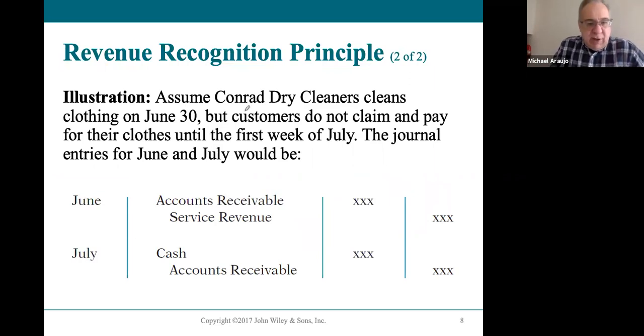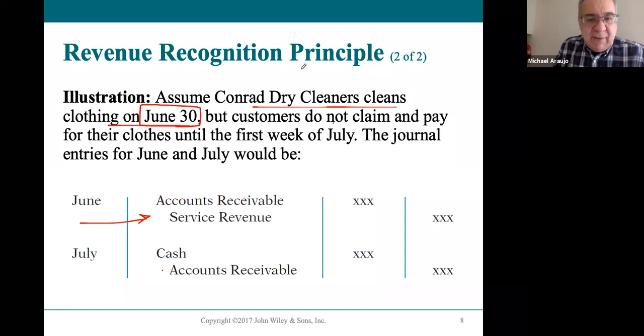So here is the illustration with the dry cleaning, Conrad Dry Cleaner. They actually performed work. They cleaned clothes on the 30th. Now, when they clean clothes, that's revenue for them. That's service revenue. The customer's not going to come back for those clothes and pay until July. So because it's at the end of a period, in this case, the end of a month, they actually did the work on June 30th. So they have to put it in the record as of June 30th, even though they're not going to be collecting it until sometime in July. Okay. That's very, very important to understand.